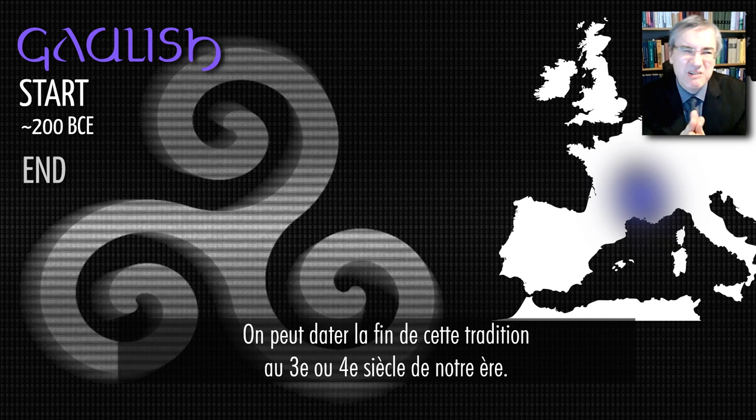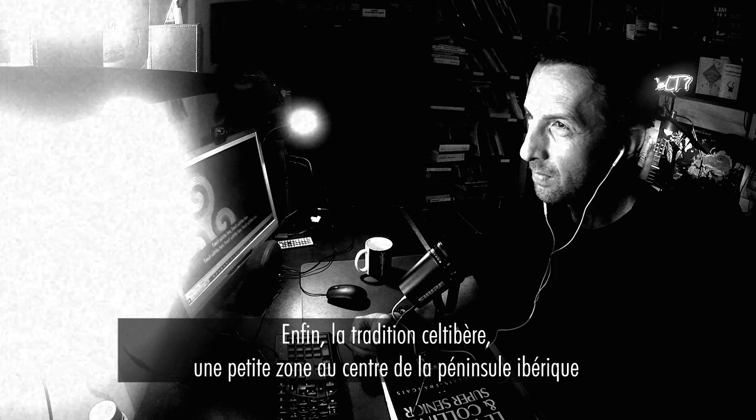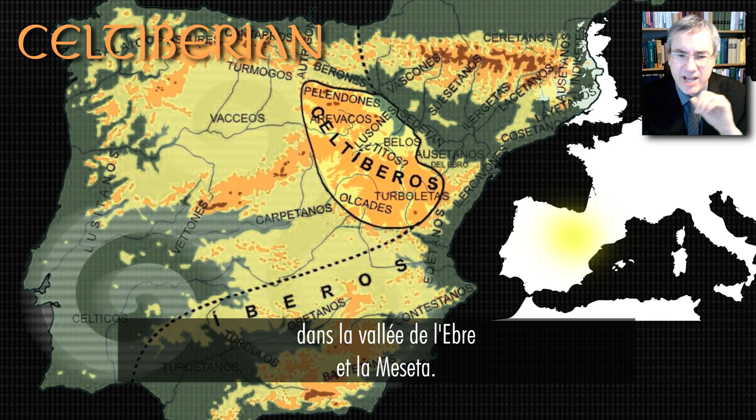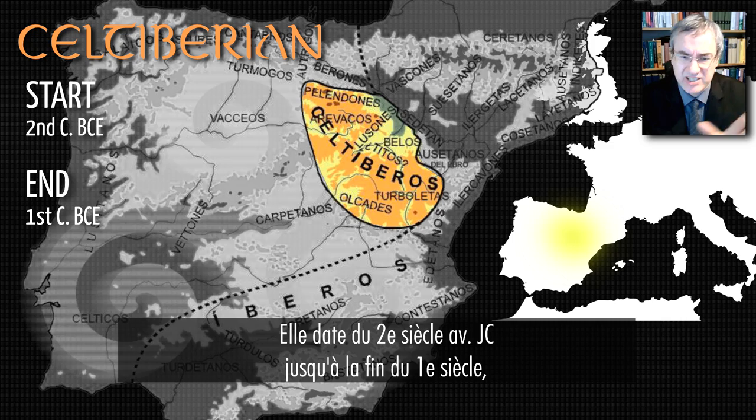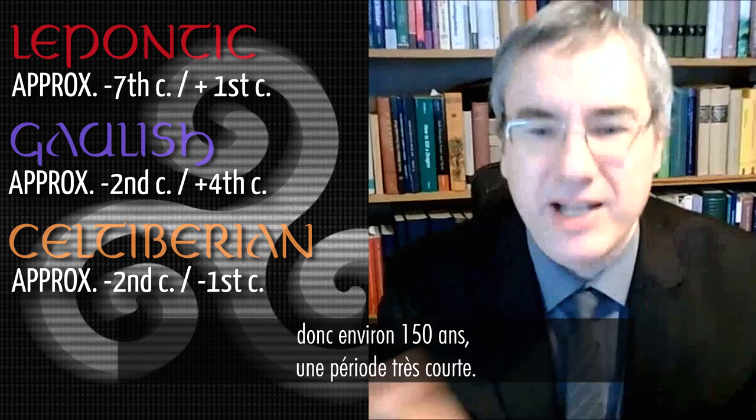So when does it end? Maybe the 3rd or 4th century AD. And finally, the Celtiberian tradition, a small area in the center of the Iberian Peninsula, along the valley of the Ebro and what is today the Meseta. And it is from about the middle of the 2nd century BC until the end of the 1st century. So just about 150 years, a very short period. Okay, so that's the easy part.